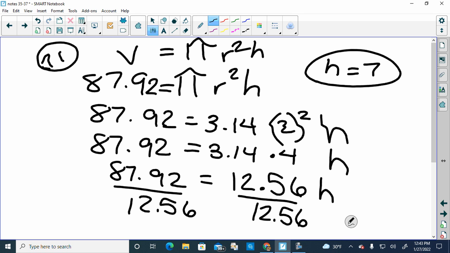Okay, that was the formula that we're using. And they told us what the volume answer was. They gave us 3.14 for pi, and then they told us to use 2 for the radius, and then we were just solving for h. So plugging it into the equation and then isolating the variable. Okay. We good on that one?